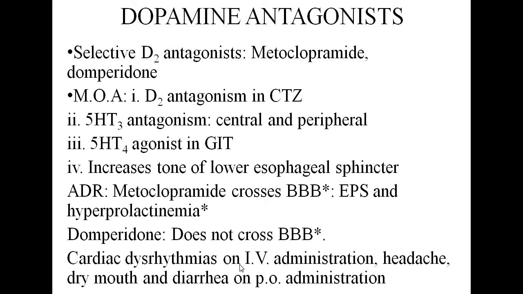Domperidone on intravenous administration can cause cardiac dysrhythmias, headache, dry mouth and diarrhea when administered perorally. So the important adverse effects of metoclopramide are because it crosses the blood-brain barrier, it can cause drug-induced Parkinsonism and hyperprolactinemia. Whereas domperidone intravenous causes cardiac dysrhythmias and on oral administration, headache, dry mouth and diarrhea.